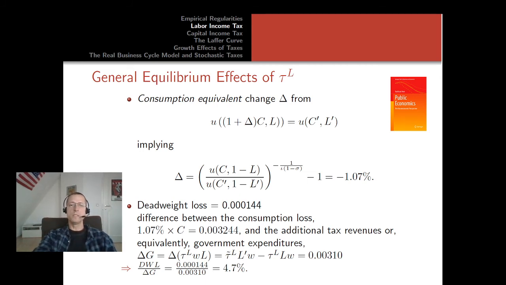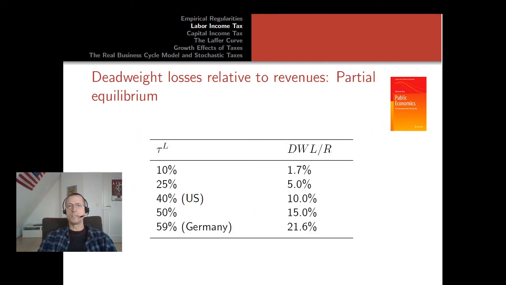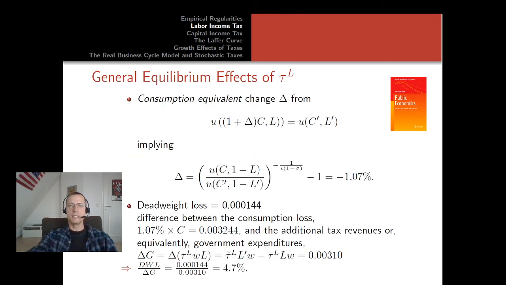Observe that this is really close to the number we calculated for our rough estimates of the deadweight loss relative to revenues in partial equilibrium, where we used a heuristic estimate, and you can see here for 25% it's equal to 5% deadweight loss relative to revenues, and here in our Ramsey model the partial equilibrium effect is 4.7%. So these two are really close. While the former was one where we looked at the average deadweight loss relative to average tax revenue, in this case we looked at the marginal effect, so be careful to compare these two.